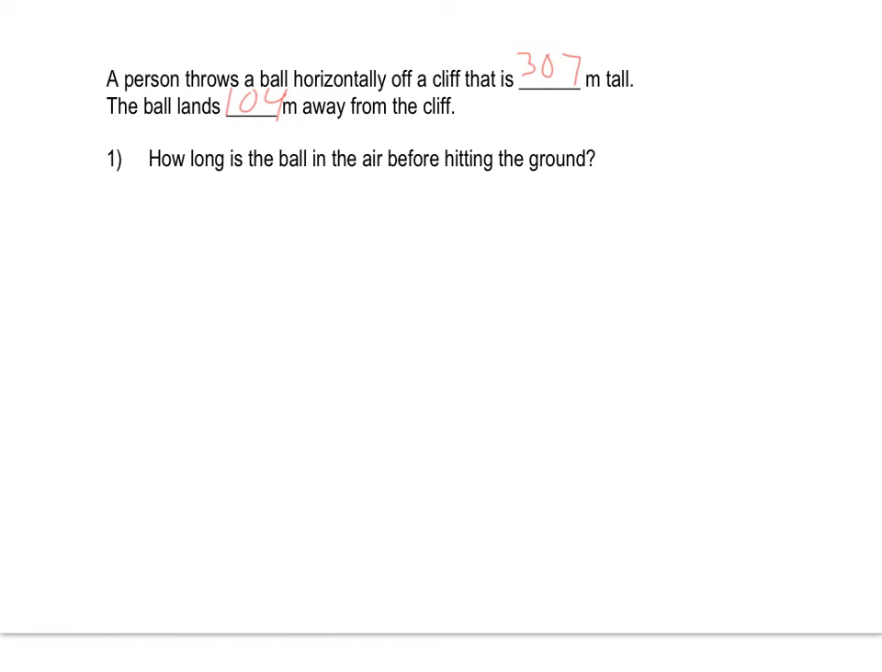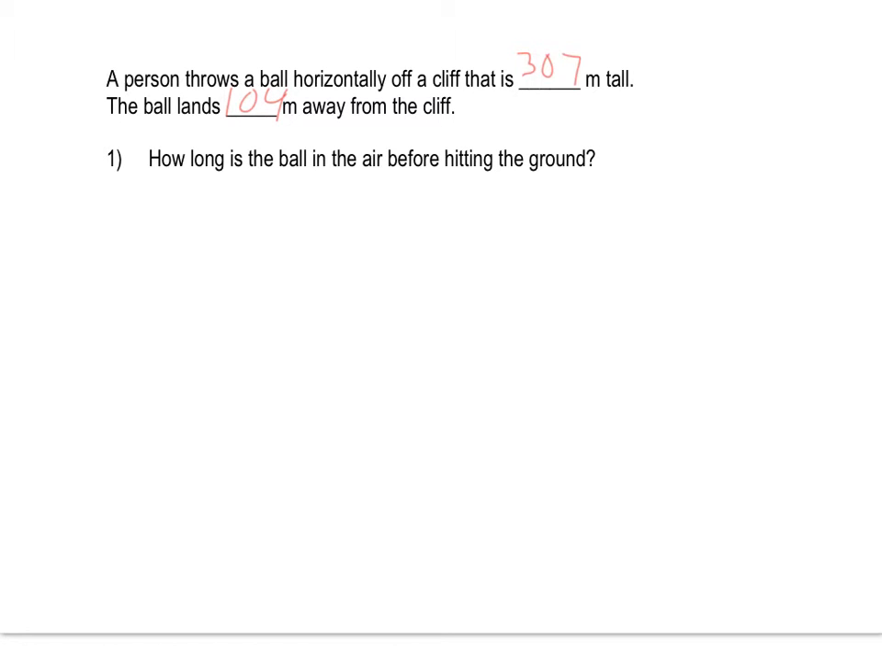Question 1 says, how long is the ball in the air before hitting the ground? That's perfect because the first step in our problem-solving approach is to get the time. Before I worry about writing any equations or subbing in any numbers, first I'm going to draw a picture of this problem.